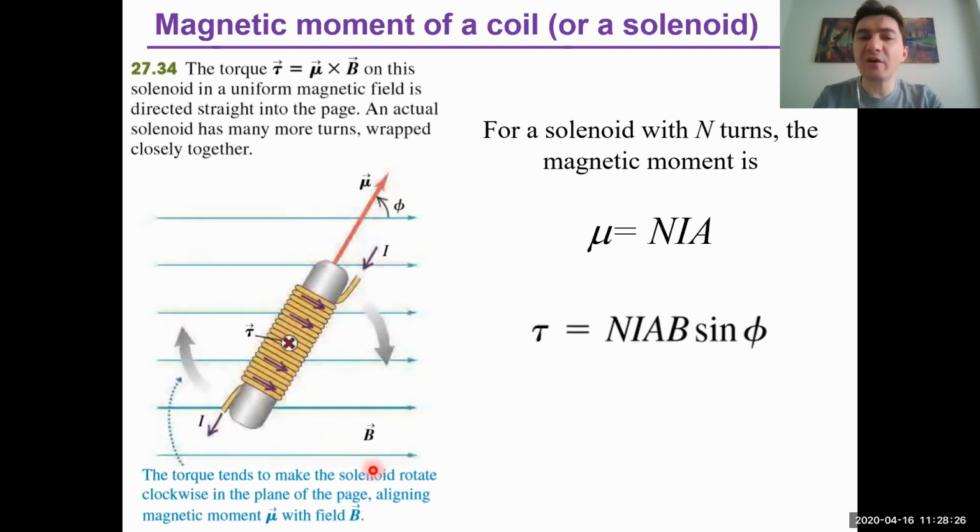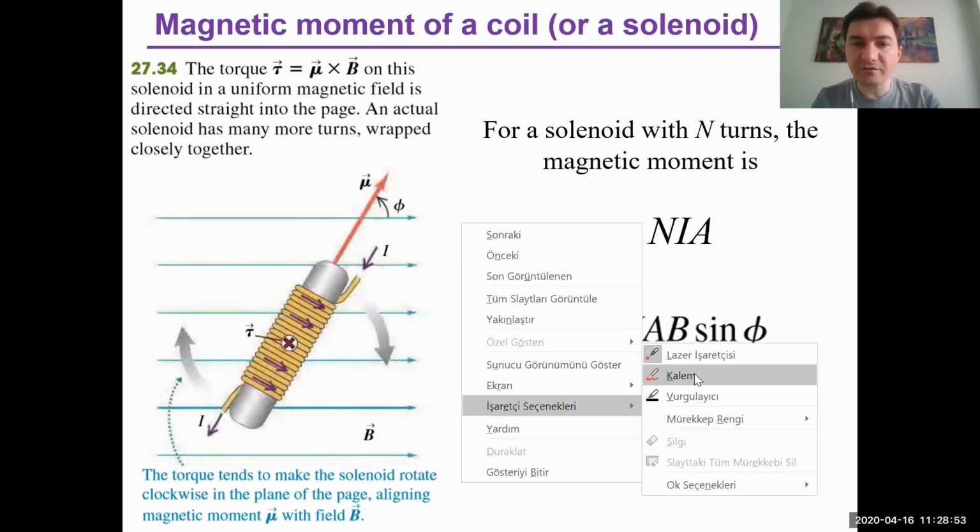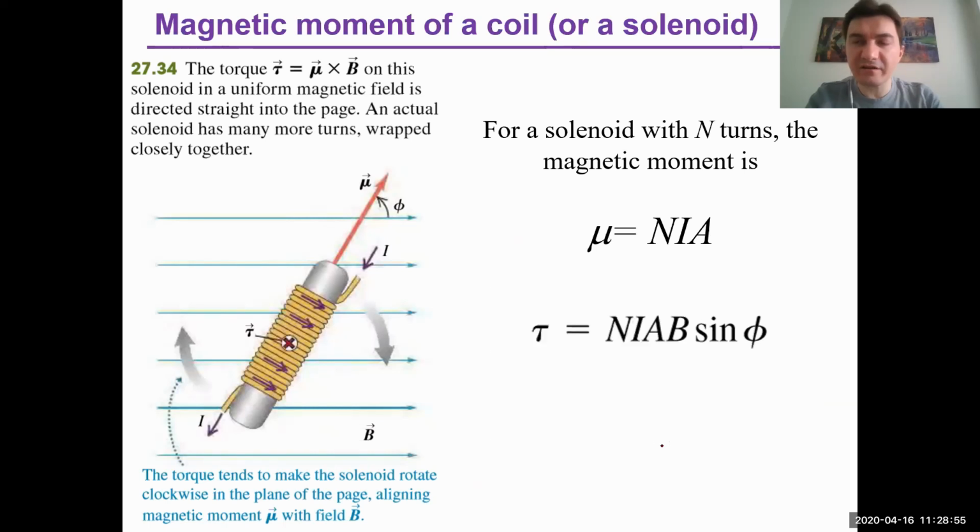And what is the effect of that torque on that magnetic moment? So this magnetic moment will be aligned along the magnetic field due to the torque acting on that coil or solenoid. So let me draw like this. I strongly suggest you to always keep that information in your mind.